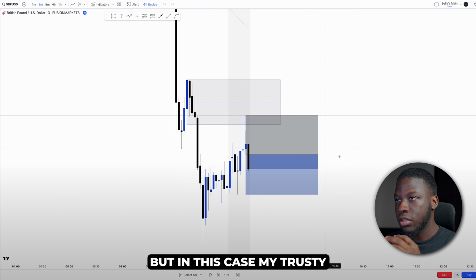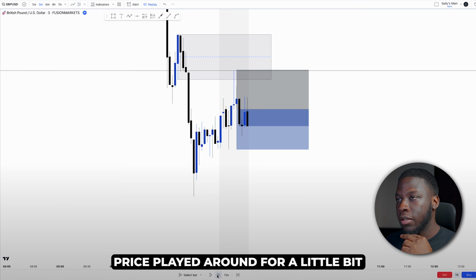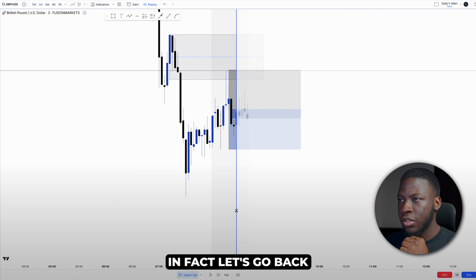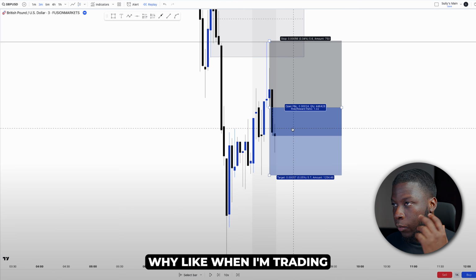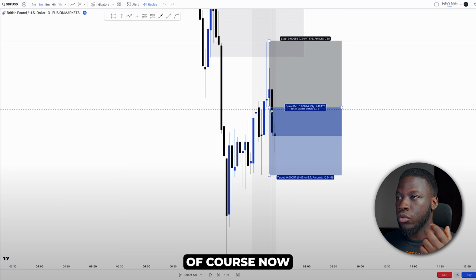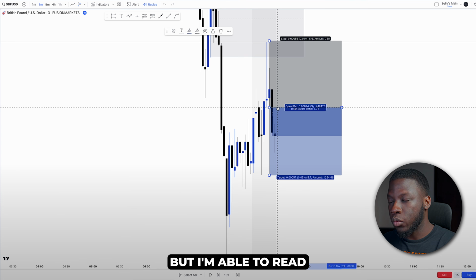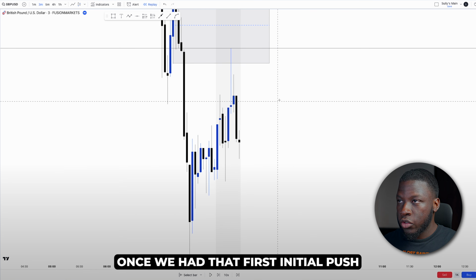But in this case, my trusty stop loss was right there and my trusty take profit was right here. Price played around for a little bit. In fact, let's go back. Let me show you guys exactly again how all of this goes. Why, when I'm trading, I'm so confident, because I'm able to read what's happening. Of course, not everyone knows what's going to happen, but I'm able to read or at least have an idea. I'm not just clueless.